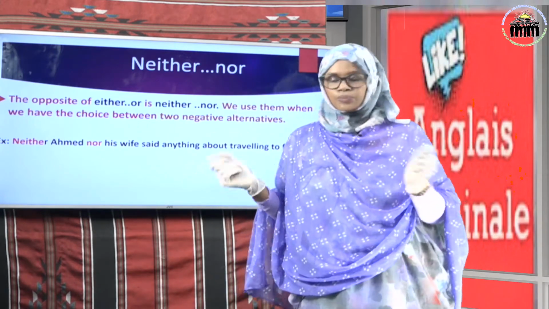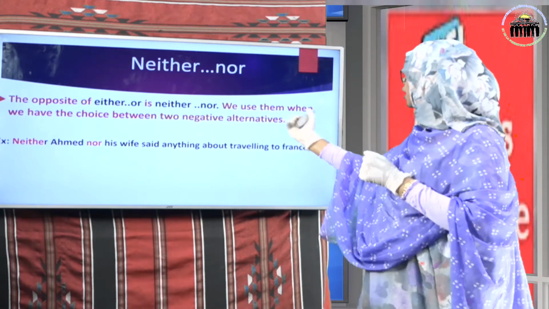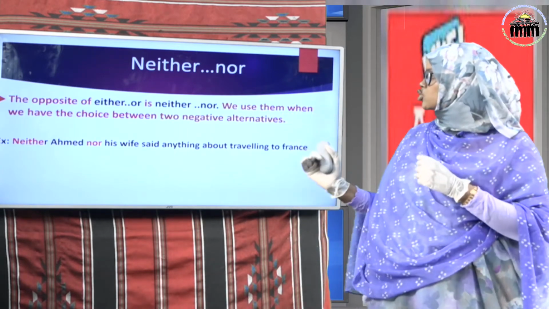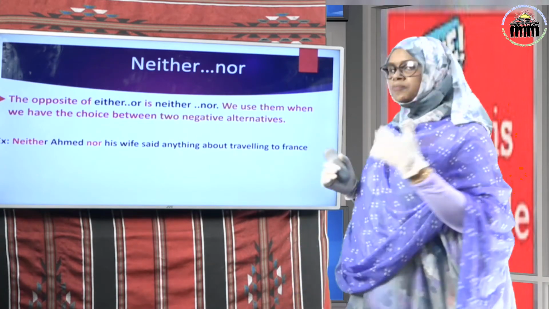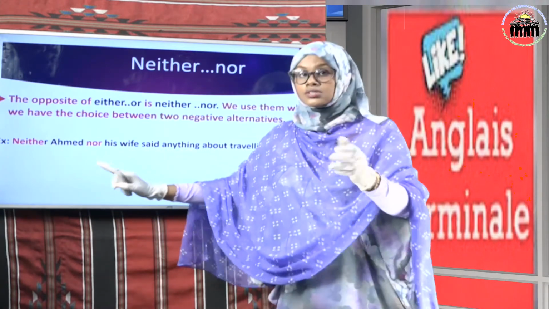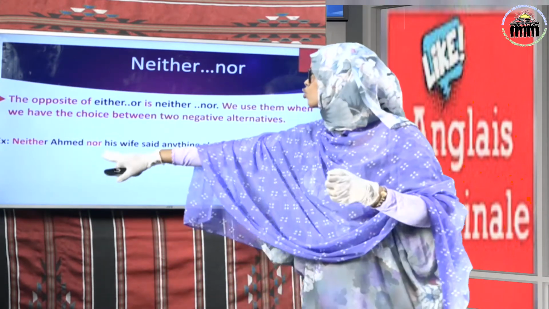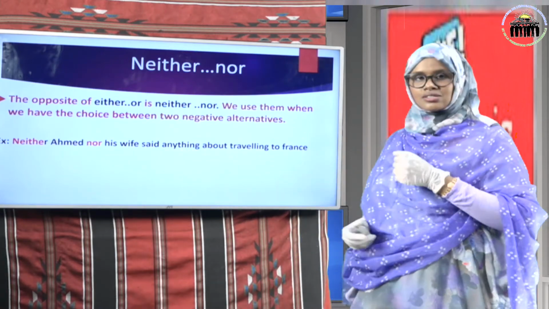What is neither nor? Neither nor is the opposite of either or. We use them when we have the choice between two negative alternatives. Okay? Example. You could say, neither Ahmed nor his wife said anything about traveling to France.